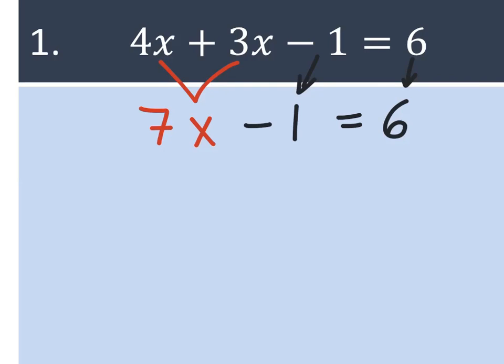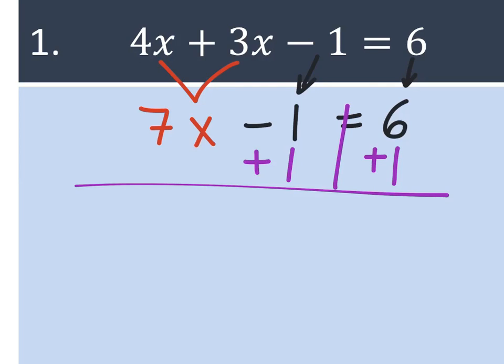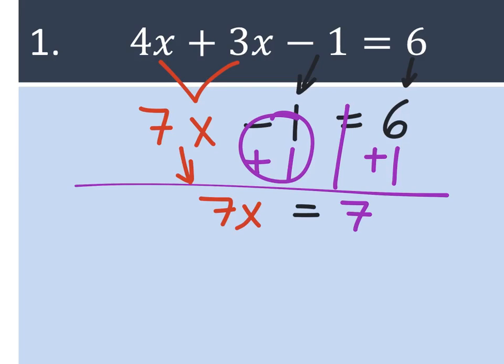Now it is a two-step equation. I got to isolate the x's by getting rid of that negative 1, zeroing it out. So I'm going to add 1. But again, if I do it to one side, I got to do it to the other side. That's going to zero that out. We're going to drop the 7x, which now equals 6 plus 1, which is 7. And then divide both sides by the coefficient to make it a 1x. So 1x now equals 1.